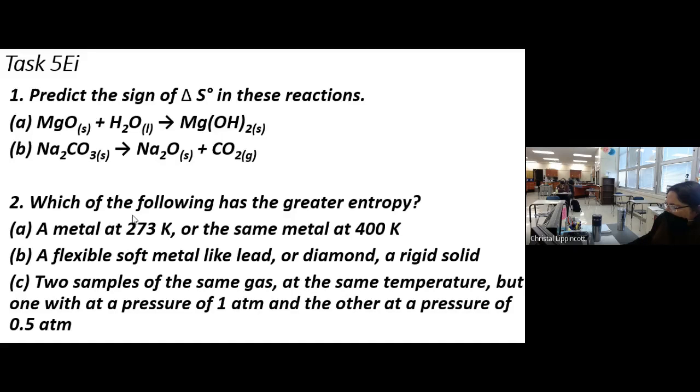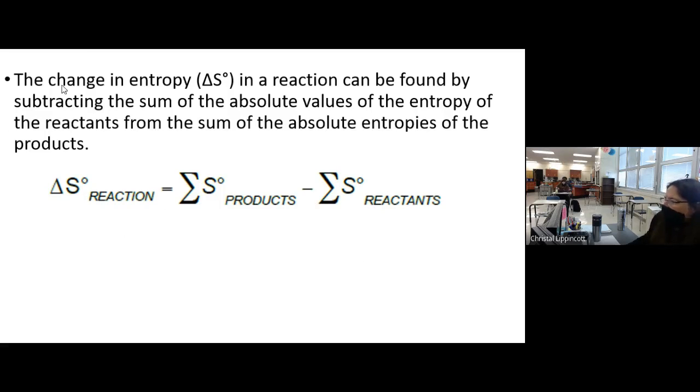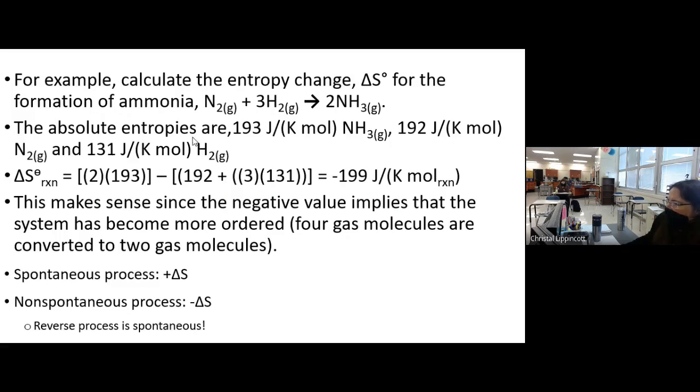I do remember going through this slide, so if you want a further recap of this, you can go back to yesterday's video. To determine a change in entropy in a reaction, you're going to be looking at the sum of the absolute entropies of the products minus the absolute entropies of the reactants. You also have to multiply those entropies by the mole values from the stoichiometric coefficients in the equation. So for example, if we had this reaction, we've got our nitrogen, our hydrogen, and the ammonia that we're creating.